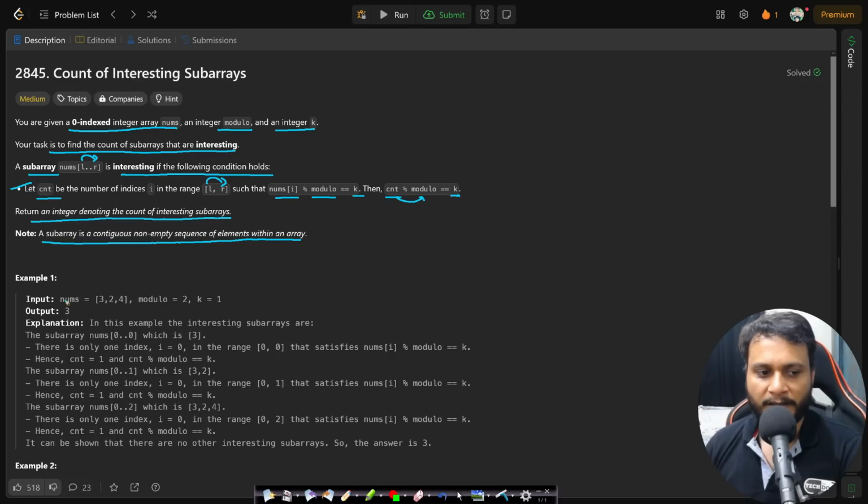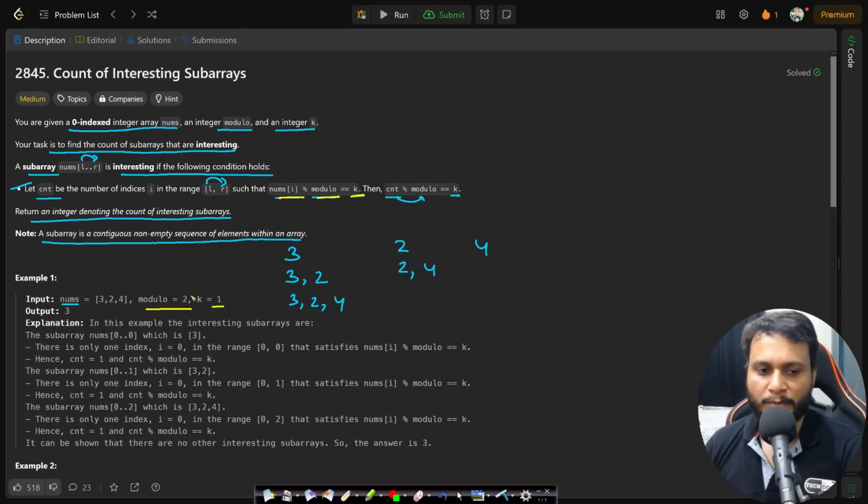within an array. Now if you consider this nums array with 3, 2, 4, then you can generate all possible subarrays starting with 3, which is 3, 3 2 and 3 2 4, and all the subarrays starting with 2, which is 2 and 2 4, and all the subarrays starting with 4. Now out of all this, you can always find out the interesting elements. The definition of an interesting element is nums[i] mod modulo is equal to k. So the modulo value is 2, and the k value is 1.